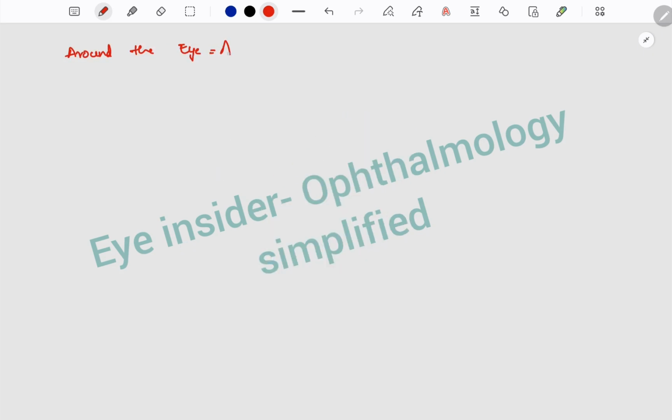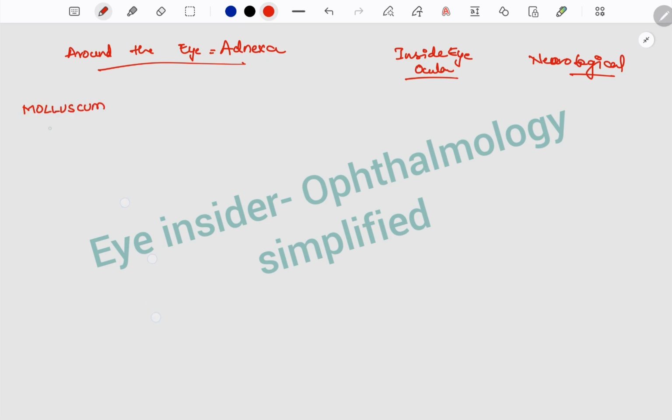How can we divide these lesions? We can divide them into adnexal lesions, inside the eye, that is ocular lesions, and neurological lesions. Coming to the adnexal lesions, we have the first one which we saw in the image, that is molluscum contagiosum.